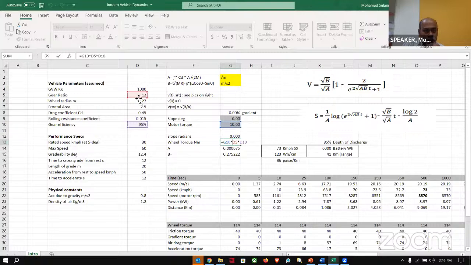So by multiplying the number 12 with the number 95% and with the number 10, I can get the number 114. That's how it gets computed.